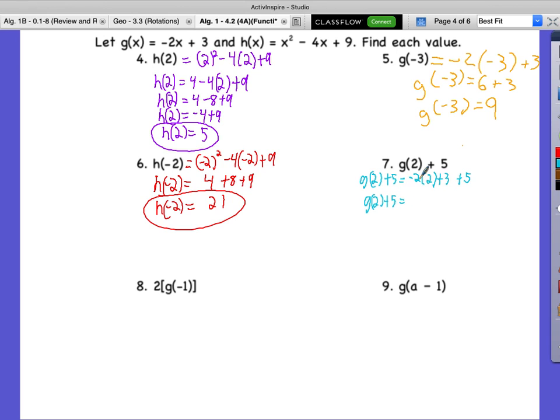So g of 2 plus 5 is now equal to negative 2 times 2 is negative what? 4 plus 3 plus 5. Now we have to ask ourselves, what is negative 4 plus 3 plus 5? That ends up getting us 4, which is our answer. How'd you get that? How'd you get 4 when you didn't do all of it? Negative 4 plus 3 is negative 1. Plus 5 is 4.